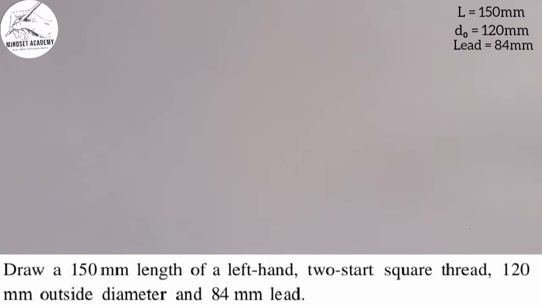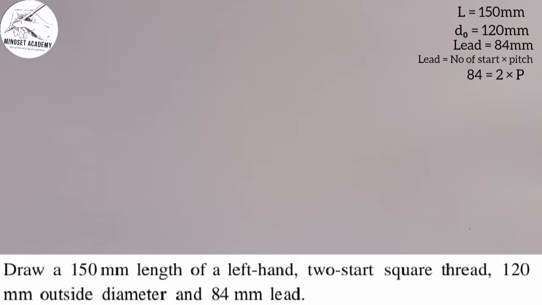But we know that since it is a double start thread, our lead will be equal to the number of starts multiplied by the pitch. So whenever you are dealing with a multiple start thread, the lead will be the number of starts multiplied by the pitch. Now we have a thread that has a double start, which means 2. So my lead, which is 84, will be equal to 2, the double start, multiplied by the pitch.